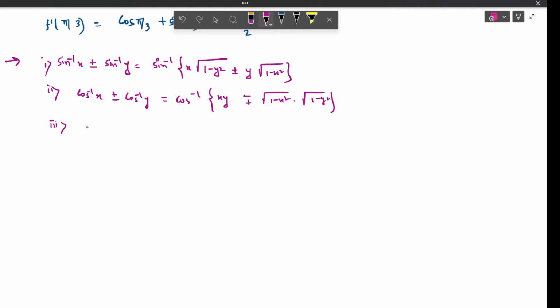Next formula, tan inverse x plus minus tan inverse y. This is tan inverse of x plus minus y by, if you take plus here, you have to take plus here, by 1 minus plus xy. Okay. If you take plus here, then in the numerator it will be plus, and in the denominator it will be minus. And if you take minus here, then in the numerator would be minus and denominator would be plus.